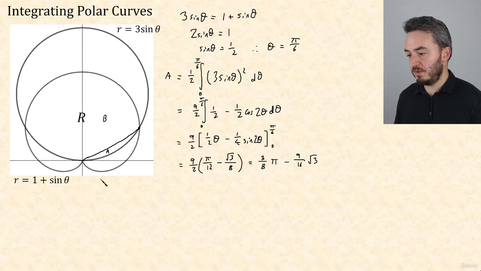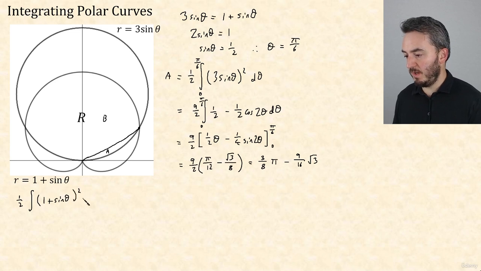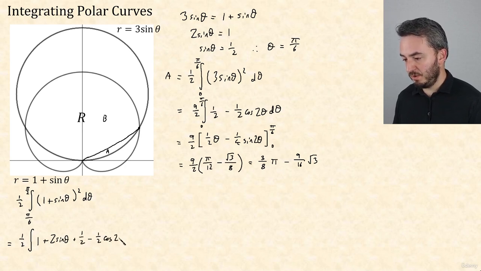Region B is going to be, well, it's the half of the integral, and it's now of the curve 1 plus sine theta. So 1 plus sine theta all squared. And now it's between the angle that we just got to, pi over 6, and pi over 2. And that's going to give me this region B. So what do we get here? Well, it's half times the integral, and we get 1 plus 2 sine theta plus sine squared theta. And sine squared theta, as we know, is half minus half cos 2 theta.